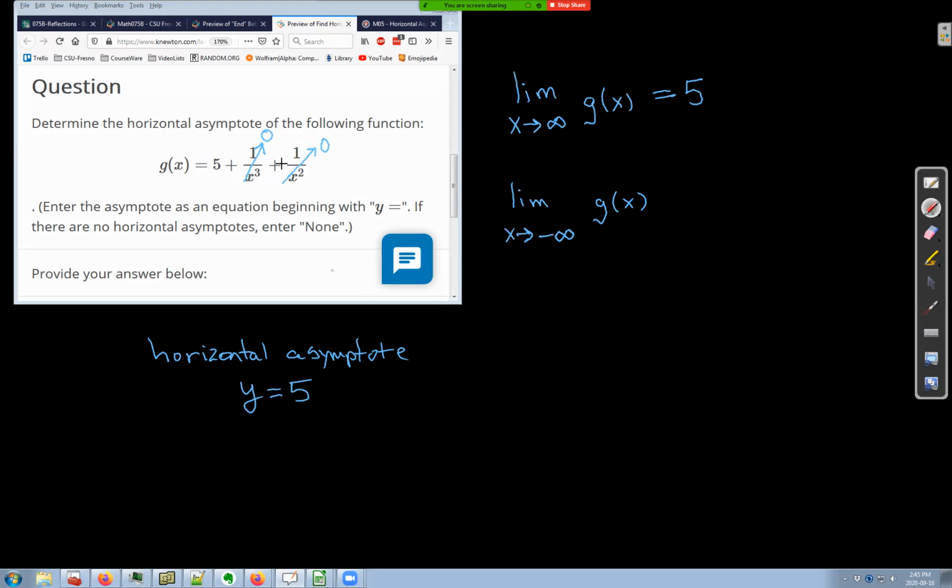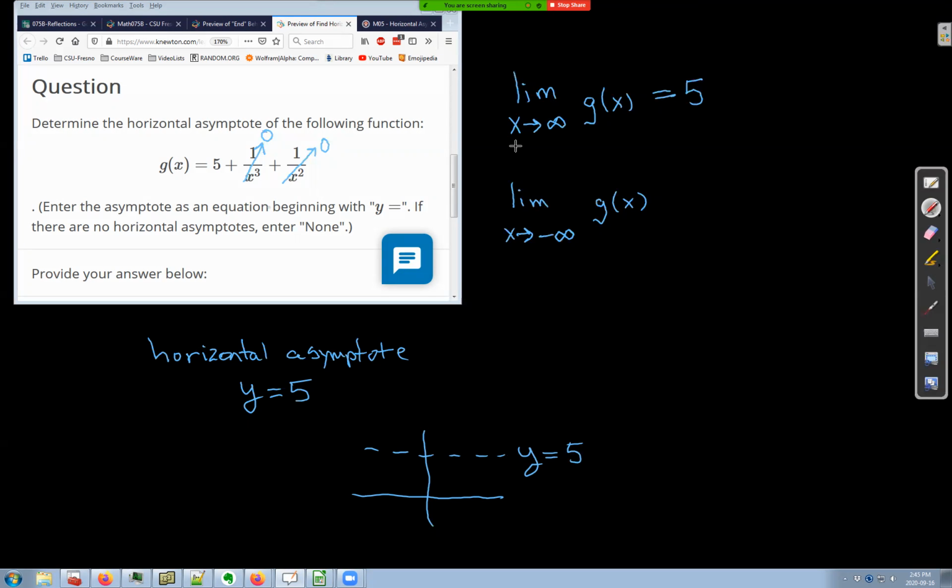And then let's see here. Oh yeah, why the y equals? Because again, a horizontal asymptote is a horizontal line. And a horizontal line always has the equation like y equals something. And so in this case, it's 5.